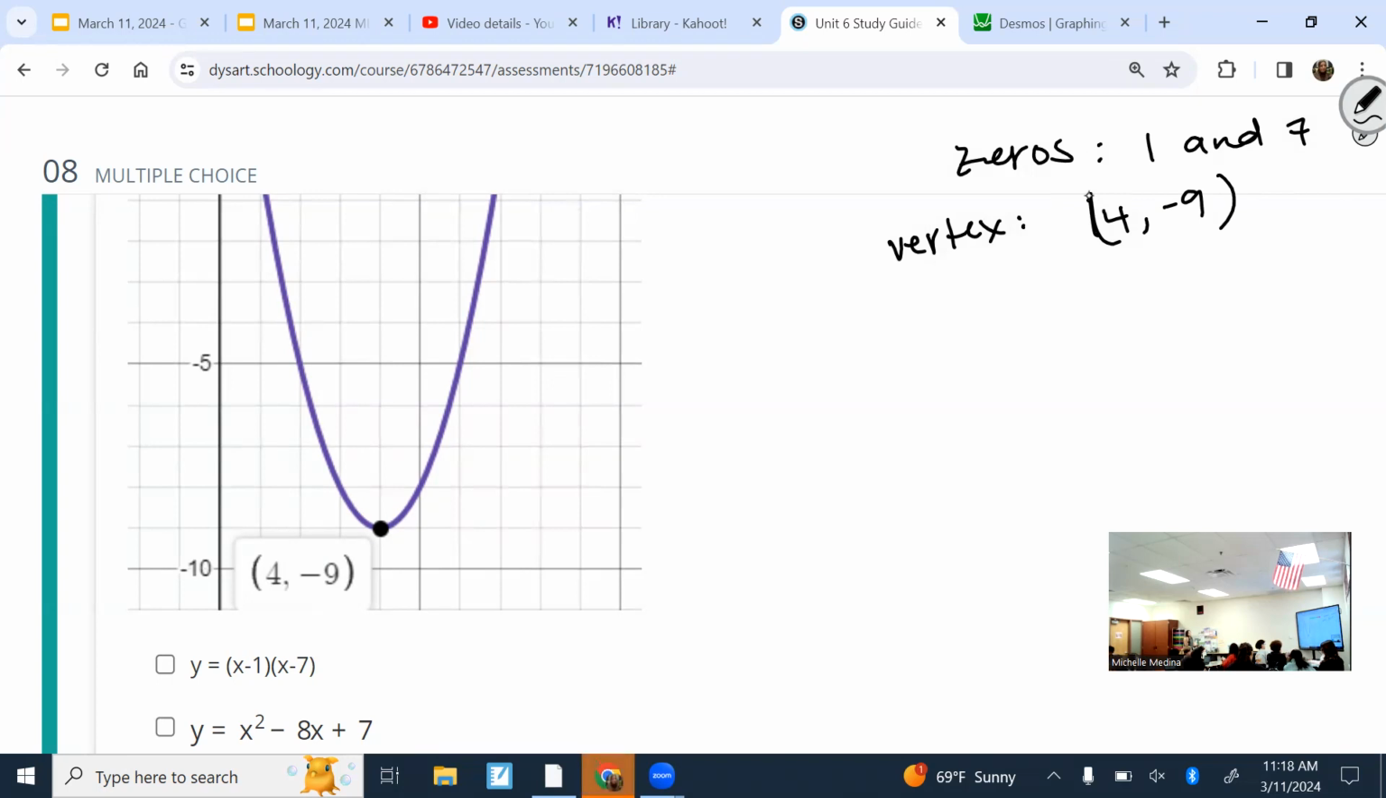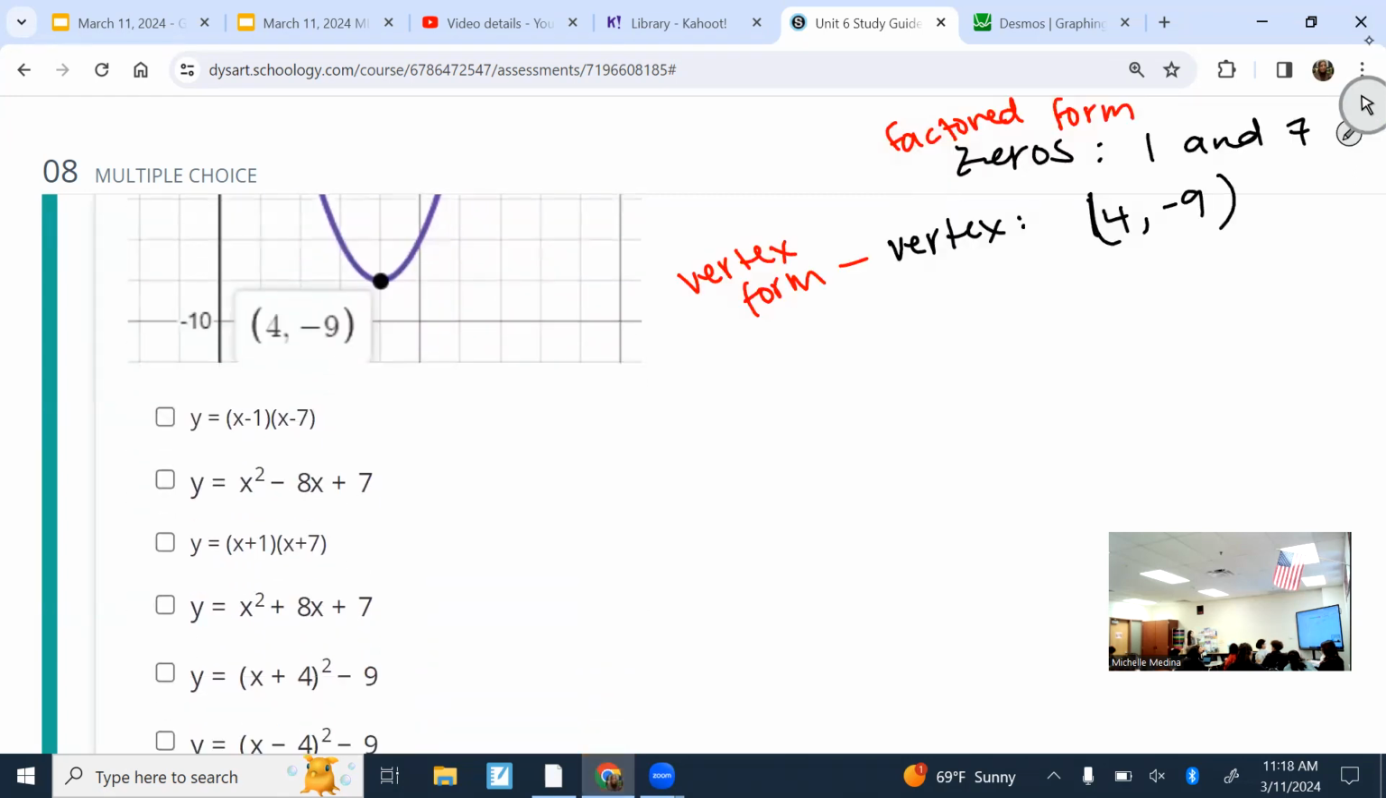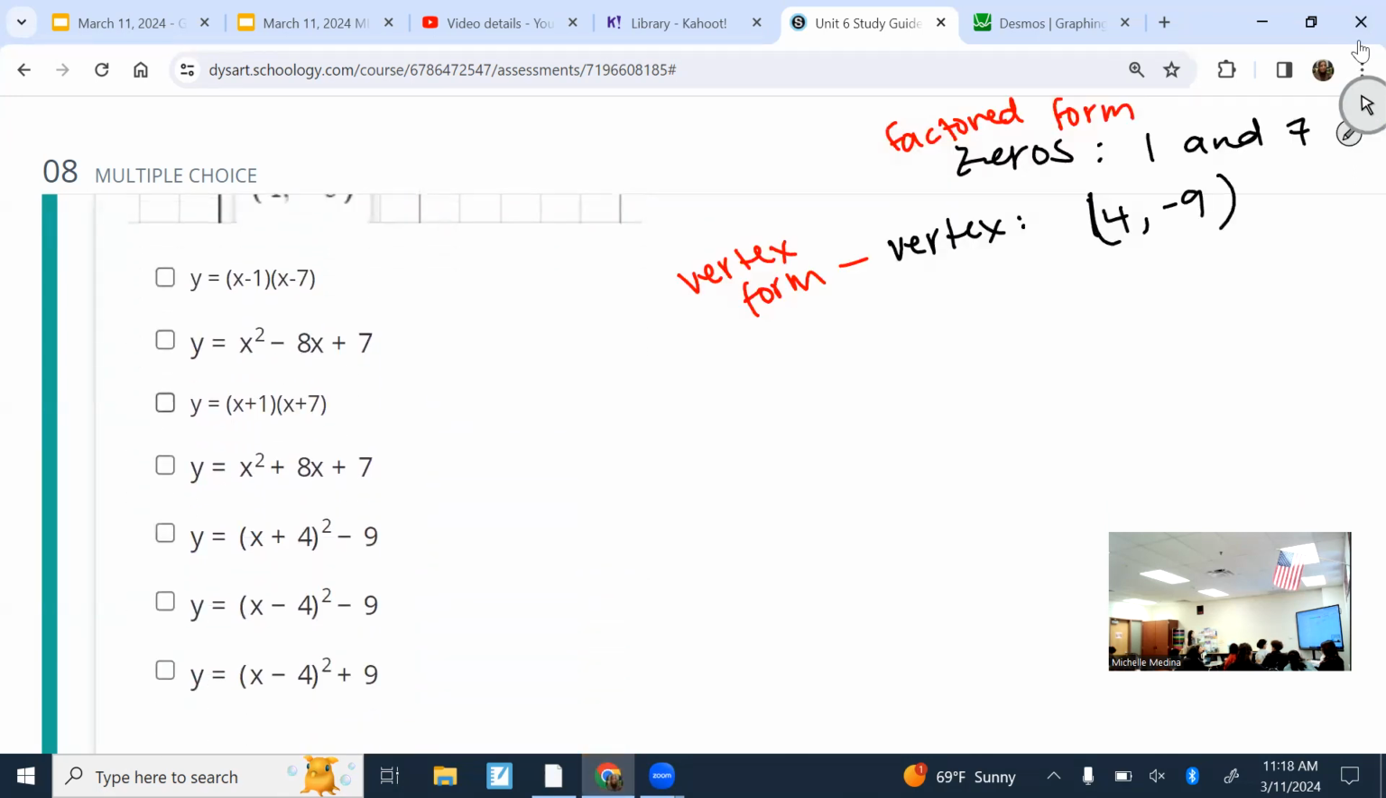But since it's giving me my zeros and my vertex, the forms that I'm probably going to be able to identify first will be factored form, because I can easily see my zeros from factored form. And then in what form can you easily see your vertex in? Vertex form. Okay, I wouldn't jump to standard form. I think that one would be the hardest with what we're given right now. But just know that if it was standard form, then you can see the y-intercept really well, but that's about it.